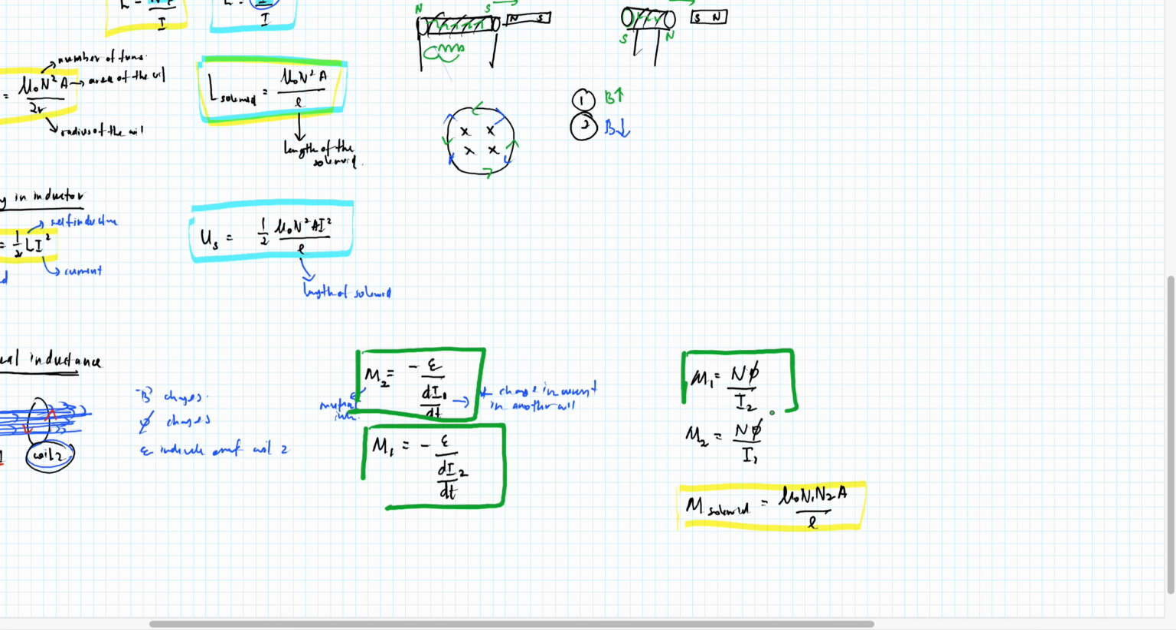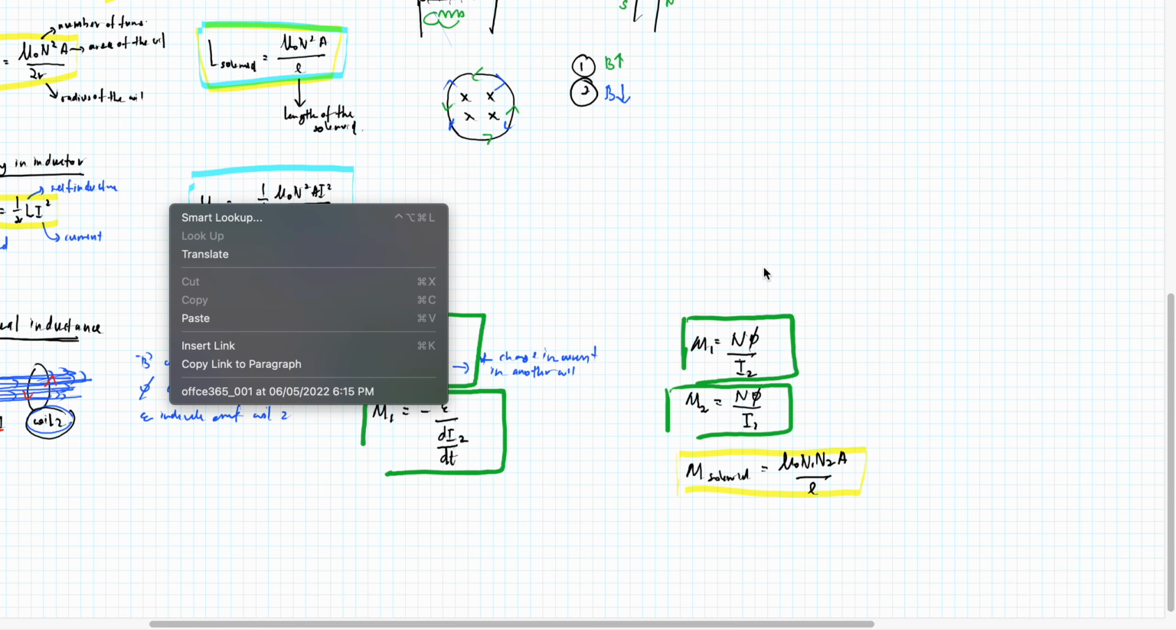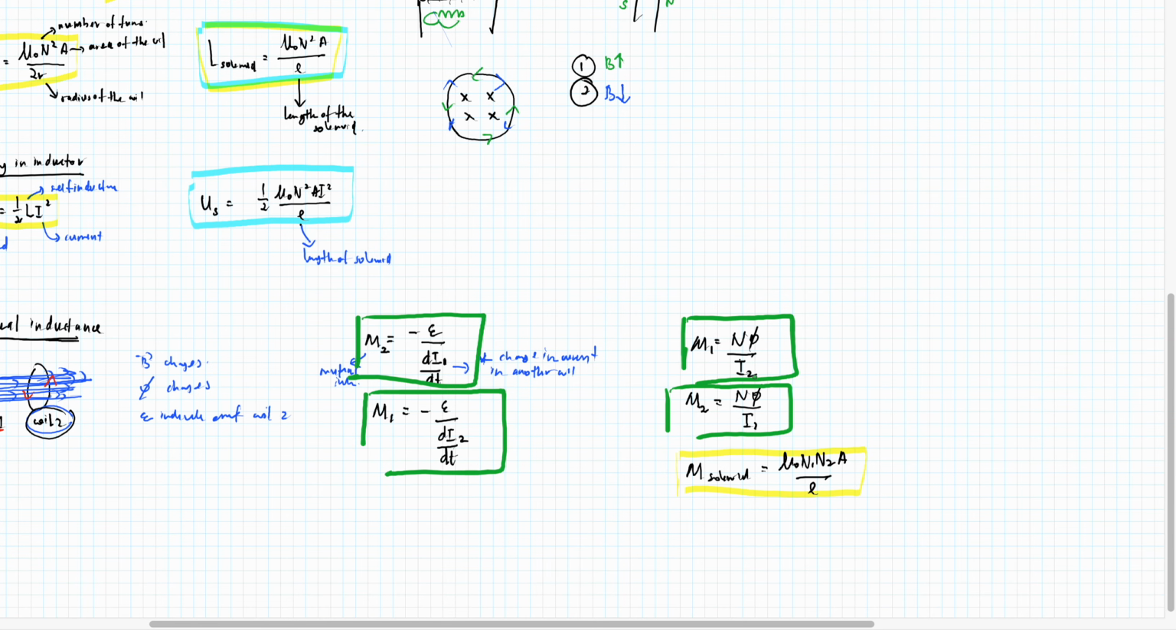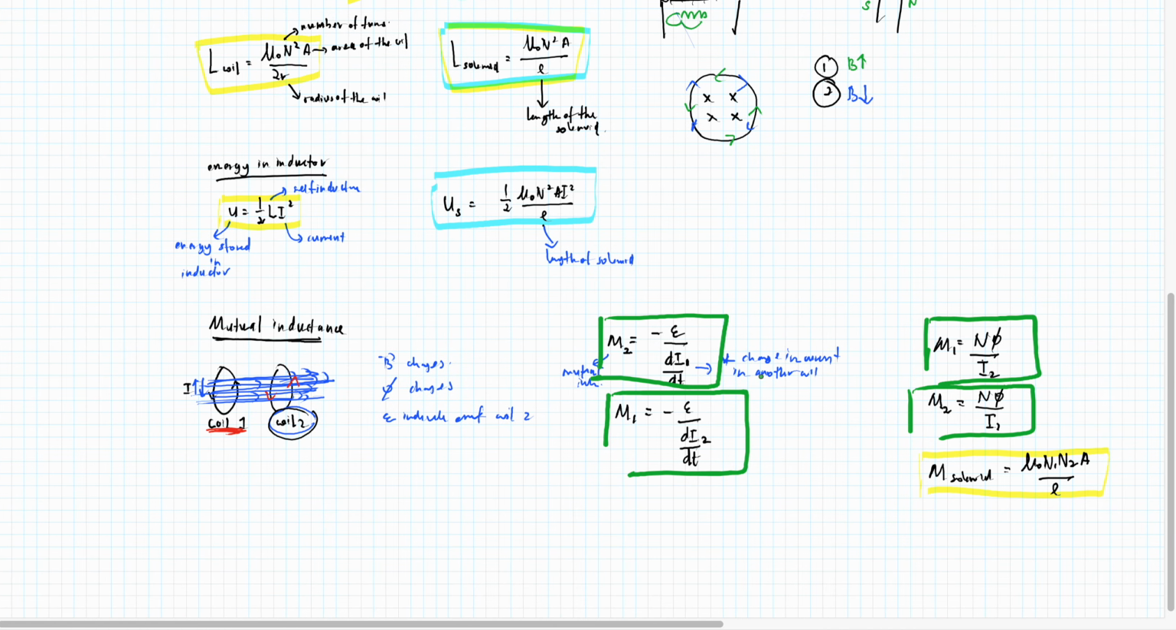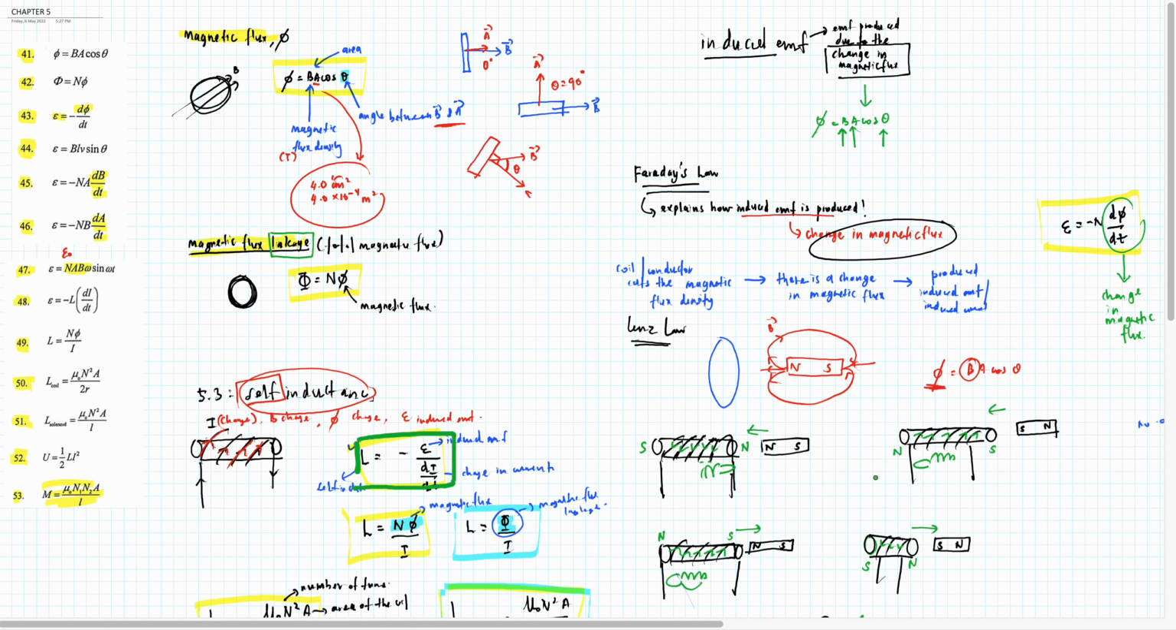So all these formulas are not given, but they are exactly the same as self-inductance. Self-inductance equals N phi divided by I. Mutual inductance is also M equals N phi divided by I. Just that if you want to find the mutual inductance in coil 1, you have to substitute the current in coil 2. But for the mutual inductance of a solenoid, that formula is already given. So that's for chapter 5.